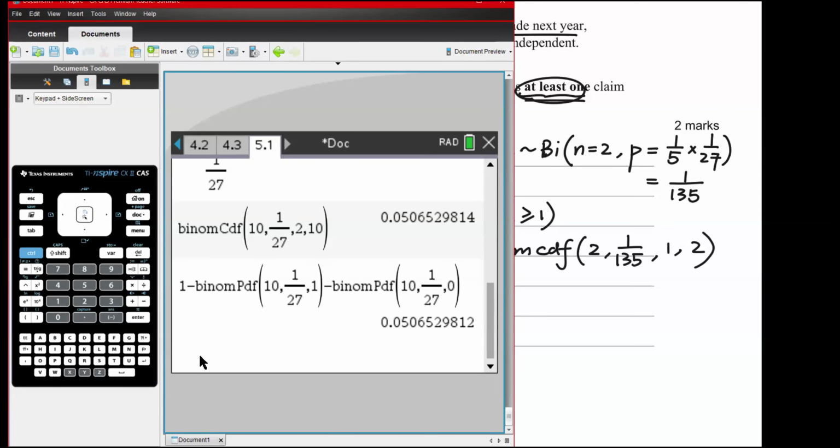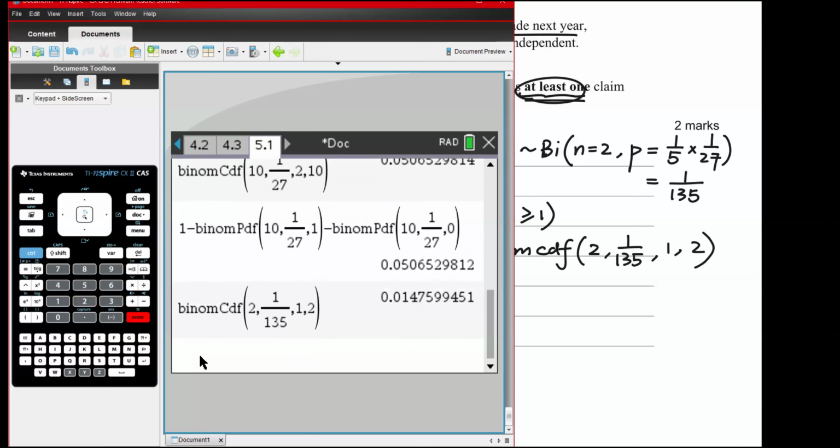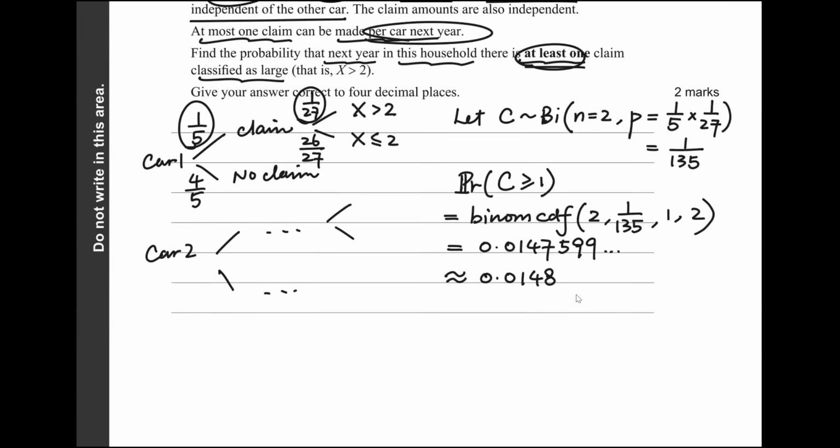Okay, so binomial CDF 2, comma, 1 out of 135, comma, 1 to 2. The probability is 0.0147599 something, and it's rounded to 4 decimal places, 0.0148. That's done, and let's move on. Hopefully it's correct.